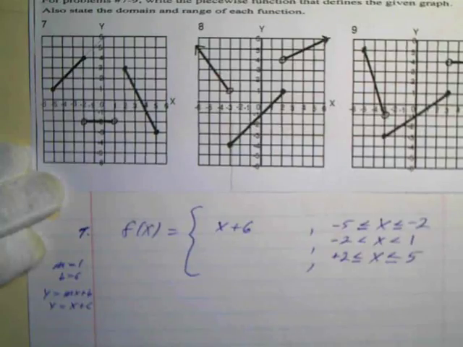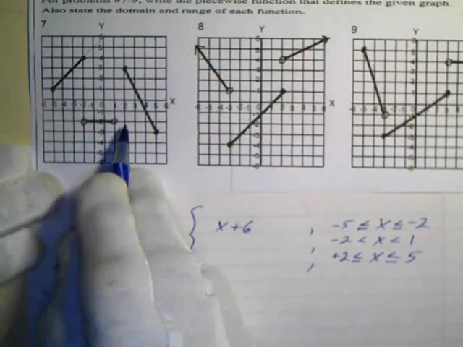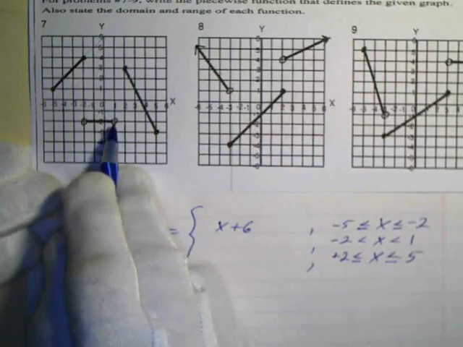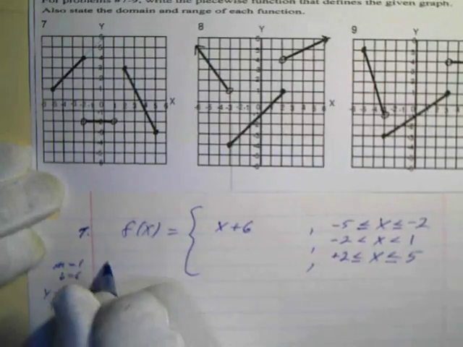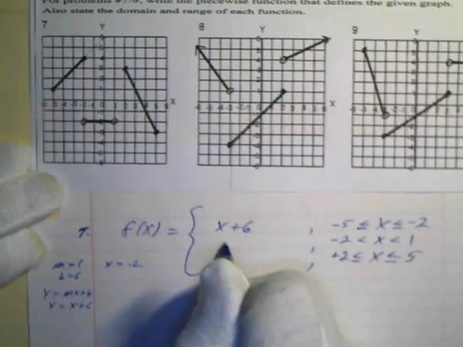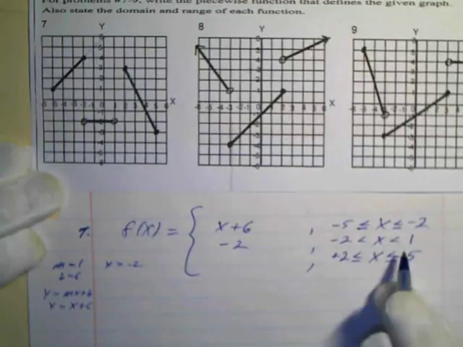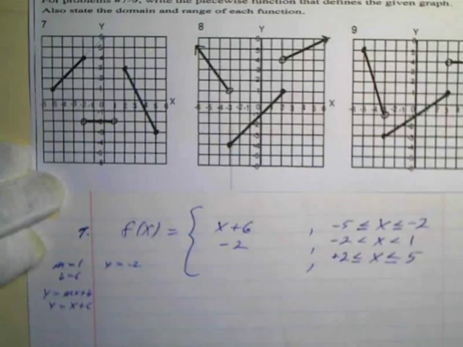Okay, next we have from here to here, and this is just a constant, so it's just going to be y equals -2. So we just put the -2 there, and that's that. We already figured out the domain, so we got that set.